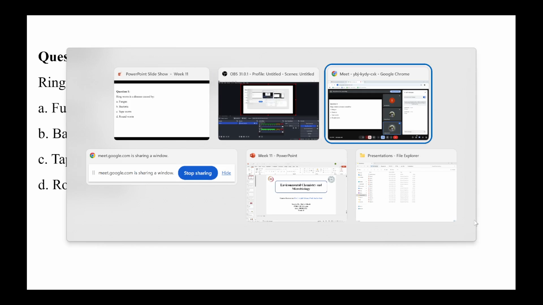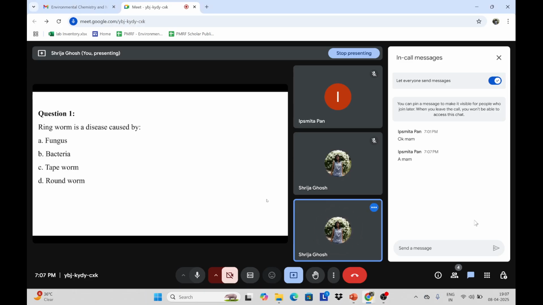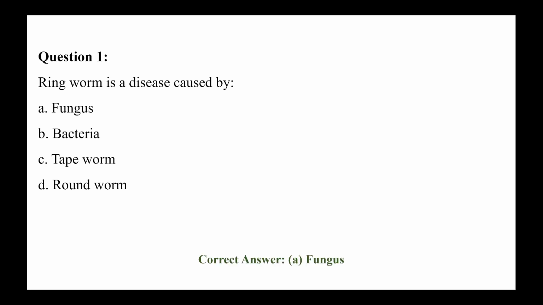If you know the answer, write it in the chat box. Yeah, so you have written option A. Option A, that is fungus. That is the correct answer. So ringworm is caused by fungus.